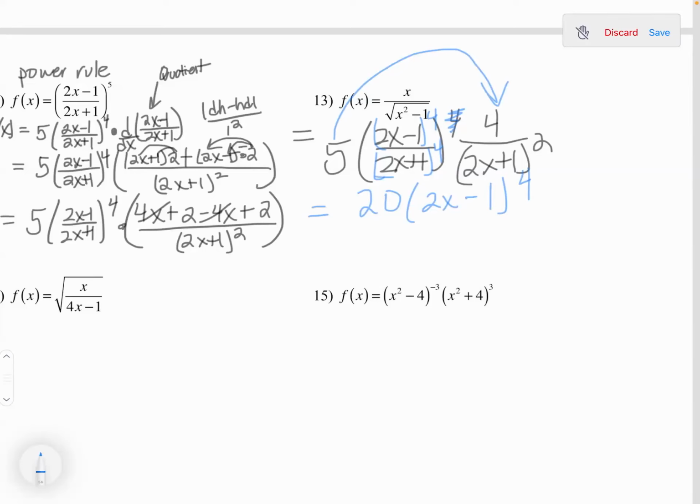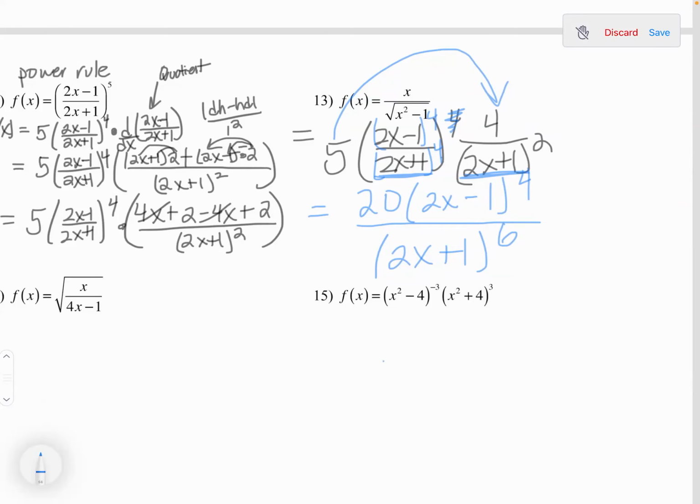And since we had 2x plus 1 to the 4th power and 2x plus 1 to the 2nd power, we have 6 factors of 2x plus 1 total. So we can write that as 2x plus 1 to the 6th power. That would be the same base and different exponents. So we would just add the 4 and the 2 to get the 6. And that's number 12.